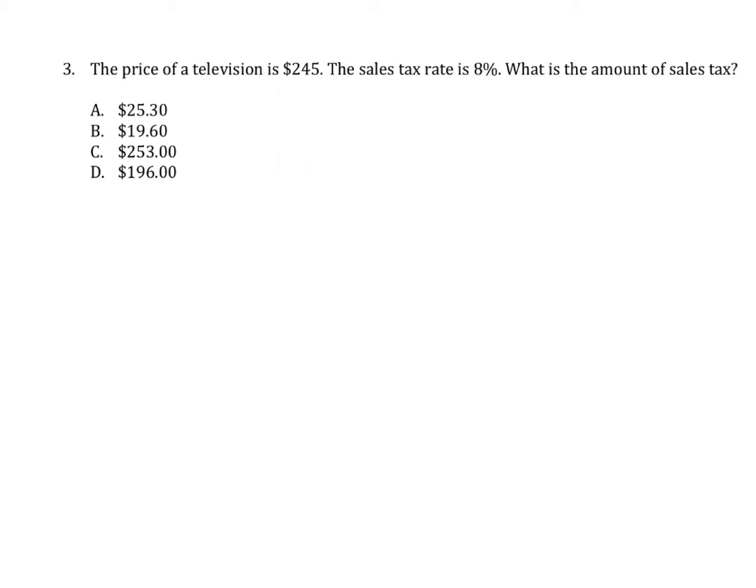Number 3 says the price of a television is $245. The sales tax rate is 8%. What's the amount of sales tax? So the first thing I'm going to do is a proportion where we have 8% over 100%, and our total price is in the bottom left. We have our X or a question mark up top left. From here, we're going to cross multiply. So we have to do 245 times 8.